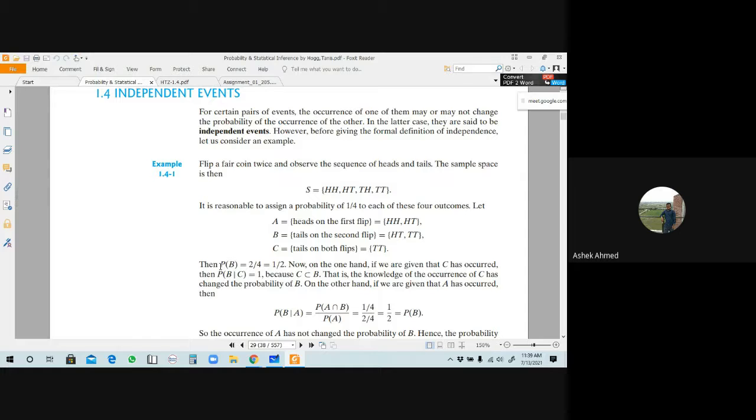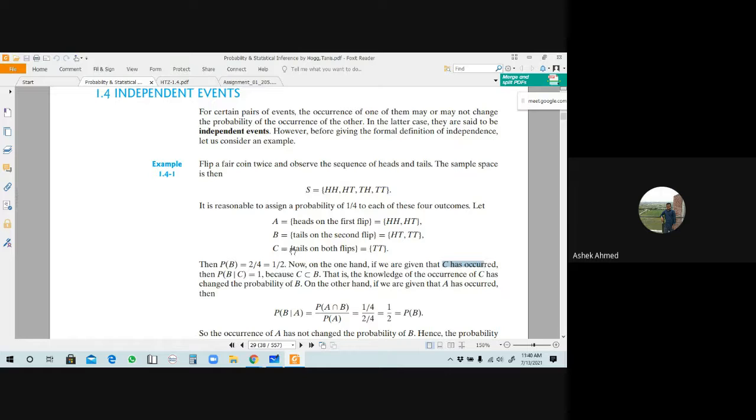From here, tell me, what is the probability of B? B এর probability কত হবে? 2 by 4 is right. That means 1 by 2. Response me. এই রেসপন্স করা ঠিক আছে কিনা? জি স্যার। That means probability of B means কি? B contains 2 outcomes, 2 by total number of sample space 4, that means 2 by 4, half. Now on the other hand, if we are going to, sorry, we are given that C has occurred.